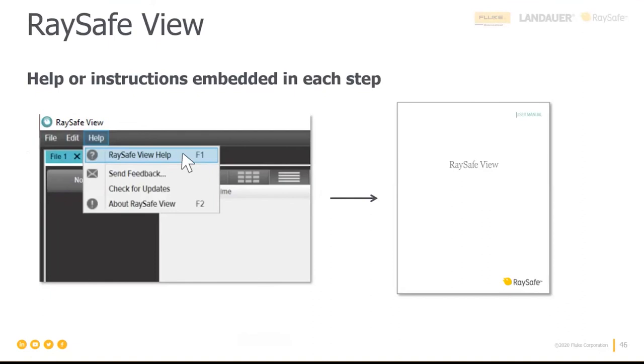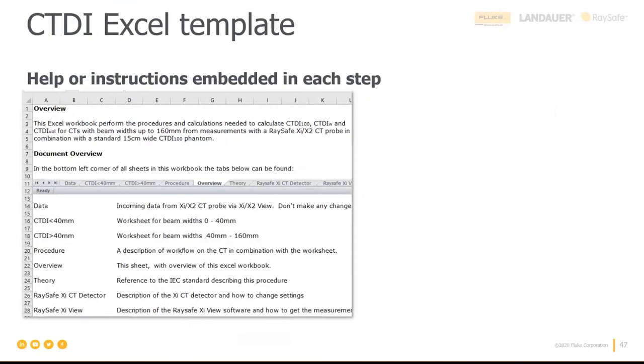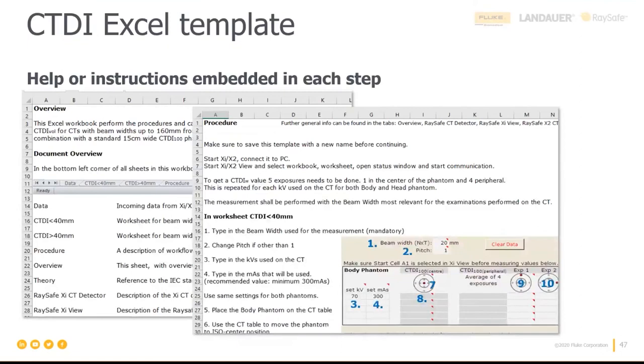If we then take a look at the CTDI Excel templates, it will open in an overview window where you have several sheets. One of the sheets is the procedure sheet, where the measurement procedure and the steps are explained to you.